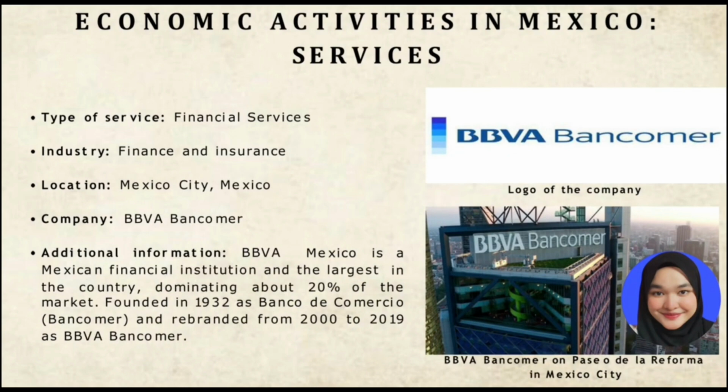Economic activities in Mexico is service. Type of service is financial service, industry, finance, and insurance. Location in Mexico City, Mexico. Company BBVA Bancomer. Additional information about BBVA Bancomer.